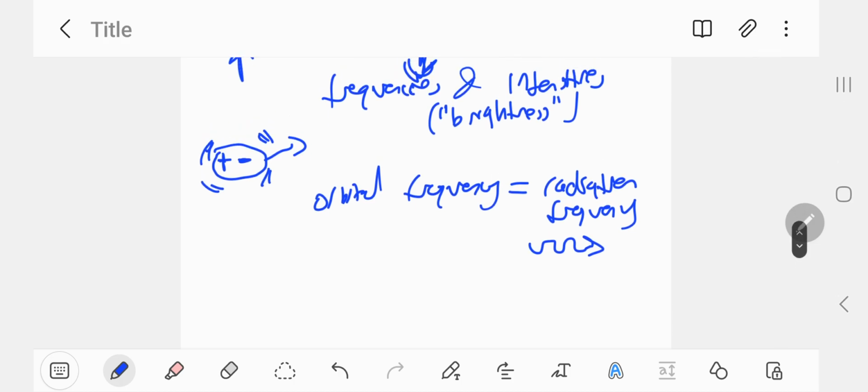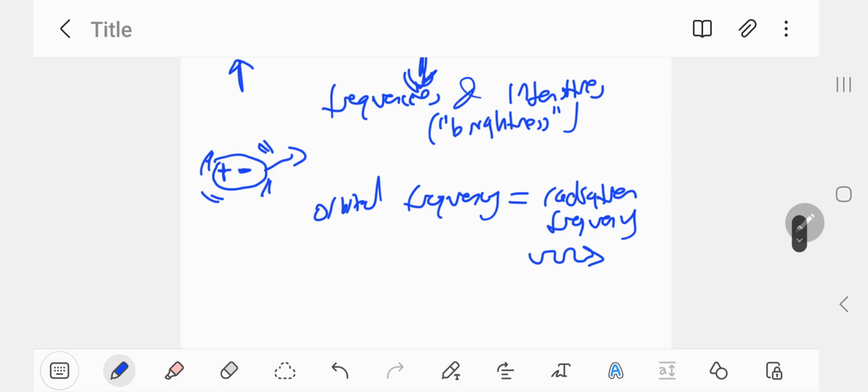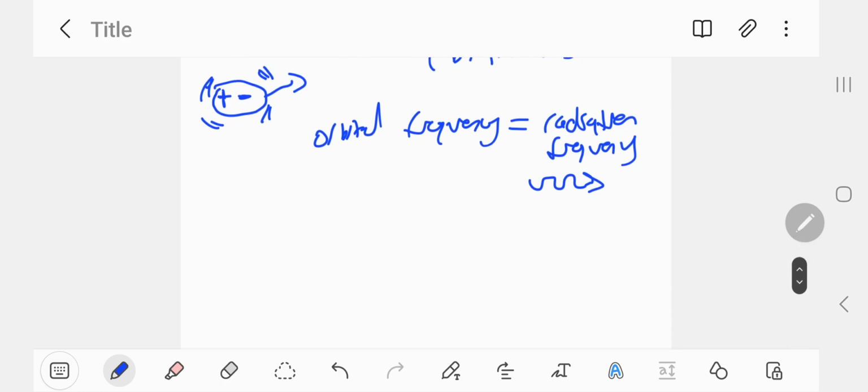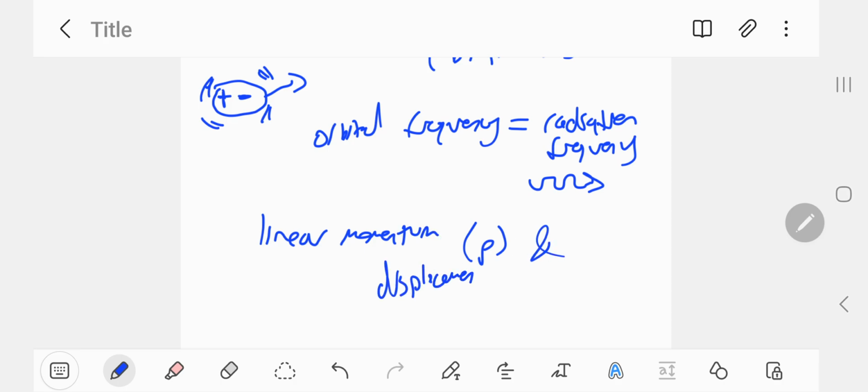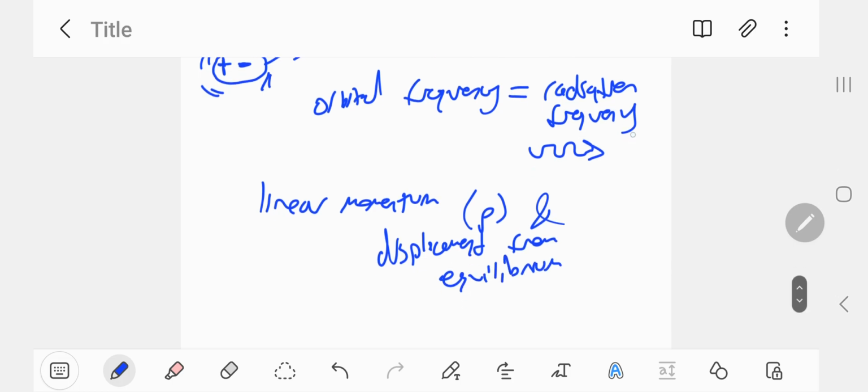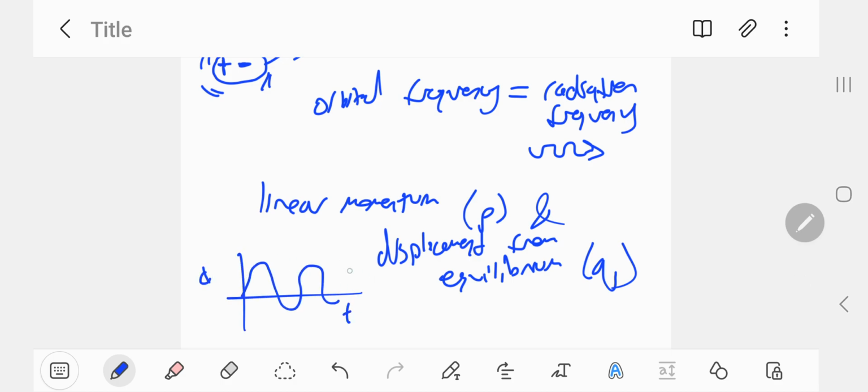Now, the starting point for Heisenberg was classical physics. From classical physics, we know things like linear momentum, given the symbol P, in other words mass times velocity, and displacement from equilibrium, how far you are from your starting point, which is given the symbol Q. If you think back to waves, displacement versus time, displacement is how far the wave is from the resting starting point.